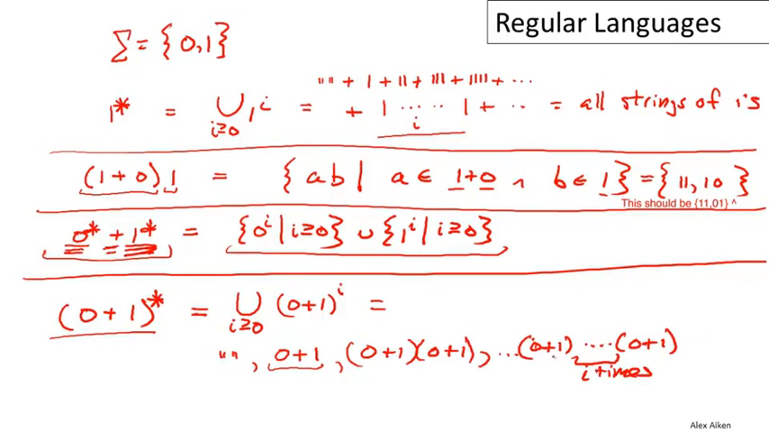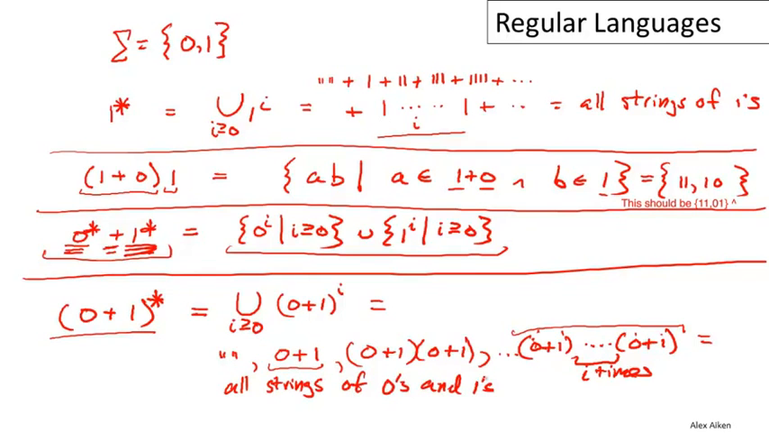Okay, well, what does that mean? That means that at every position, if we have a string of length i, at every position we can pick a 0 or a 1 to plug in. And this works for any length string. This is going to be true of strings of every length. And so in fact, this language is just going to be all strings of zeros and ones.